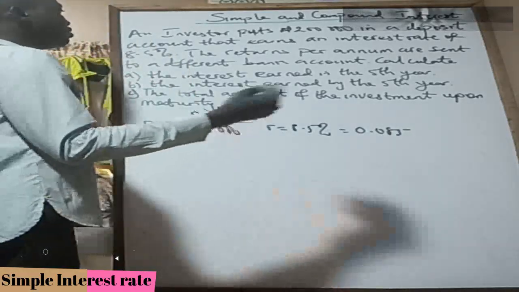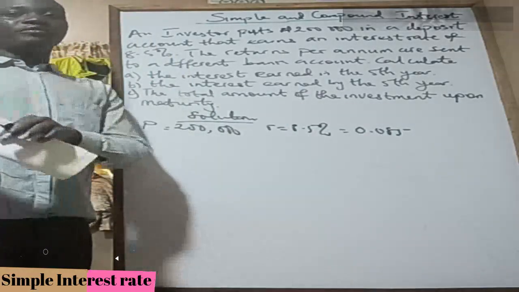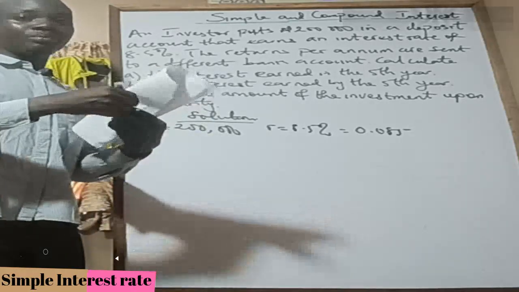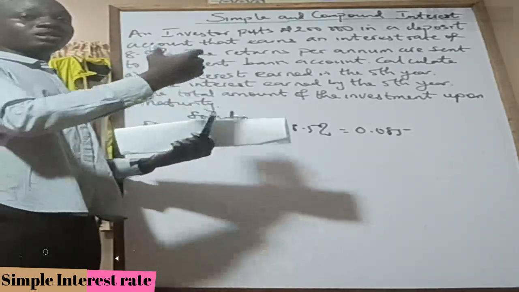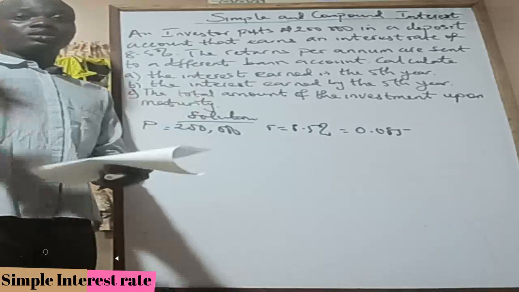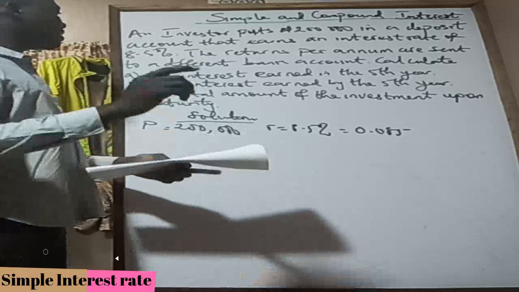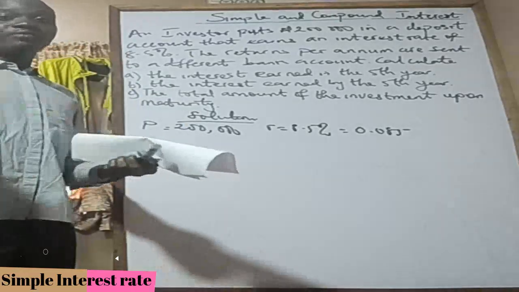And the return per annum is sent to a different bank account. So this is to tell you that the return is not allowed to be a part of the initial capital in the new year or in the subsequent year. Okay, it's sent to a different bank account. Calculate the interest earned in the 5th year.